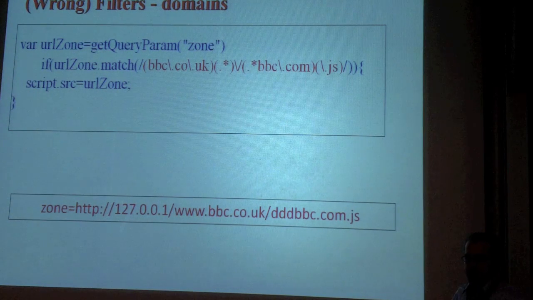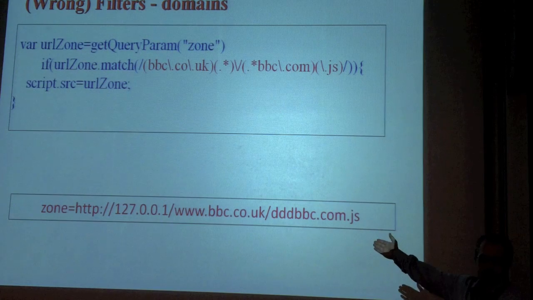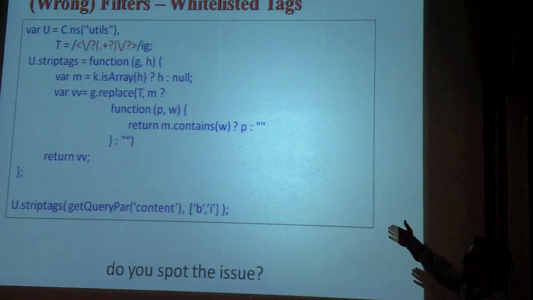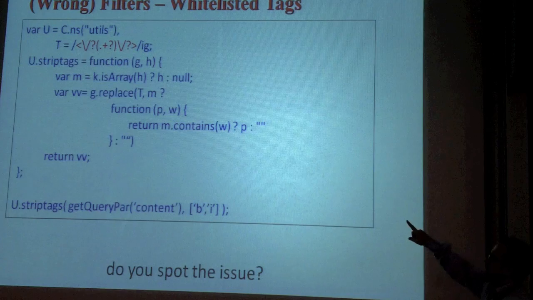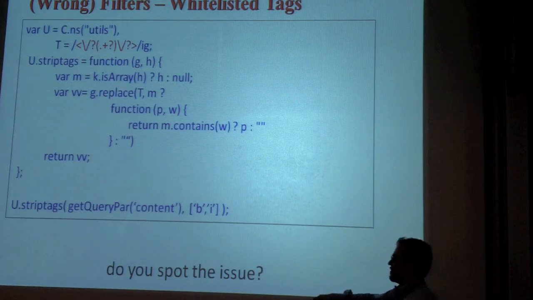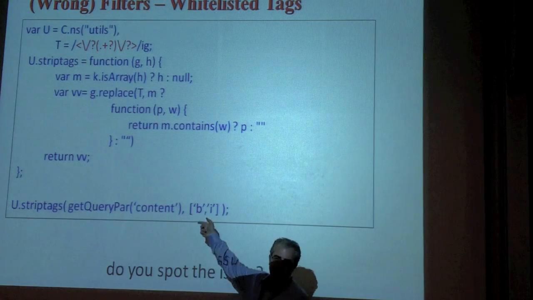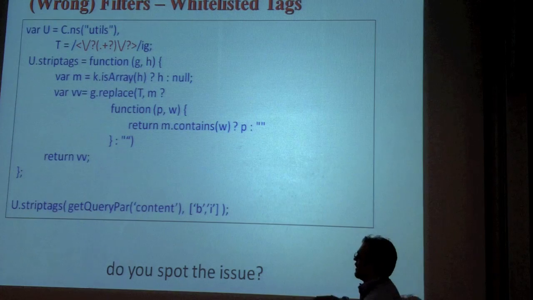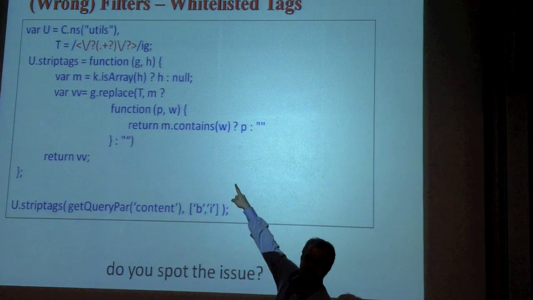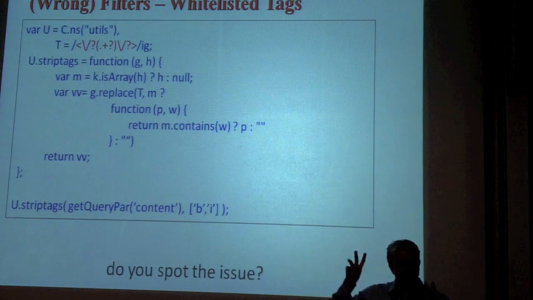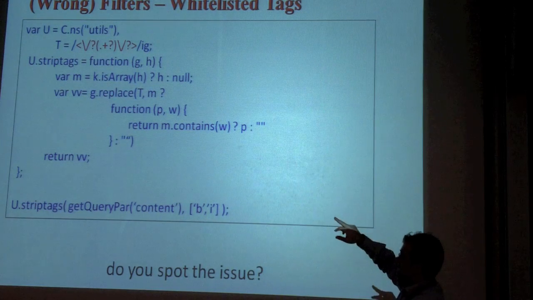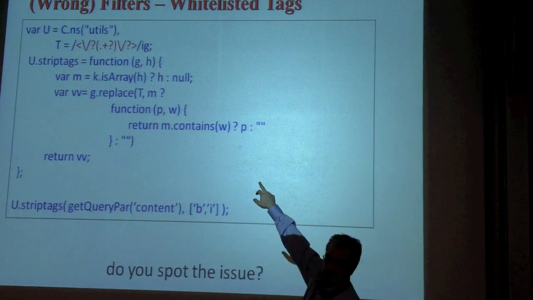So it's bypassable, and this is actually there. This one uses a whitelist of tags, bold and italics, which is filtered at client side, and that one is the regex. This is a bit more complicated, but the problem is mostly in the modifier.